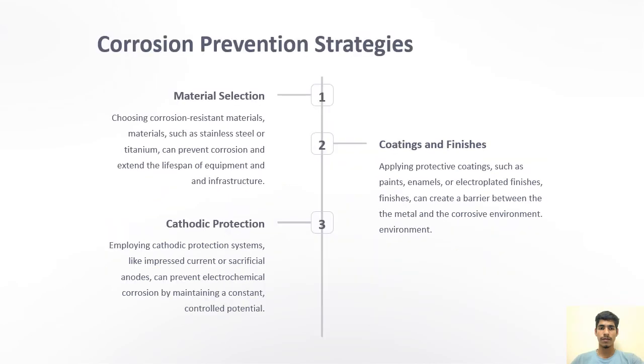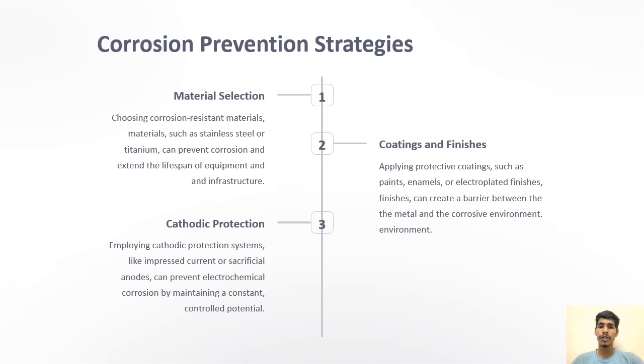Next slide. The next slide shows us corrosion prevention strategies. What strategies can we use to prevent corrosion? Material selection, coating and finishes, cathodic protection. These 3 points we have mentioned. Material selection: choosing corrosion resistant materials such as stainless steel and titanium prevents corrosion and extends the lifespan of equipment or infrastructure. Coating and finishes.